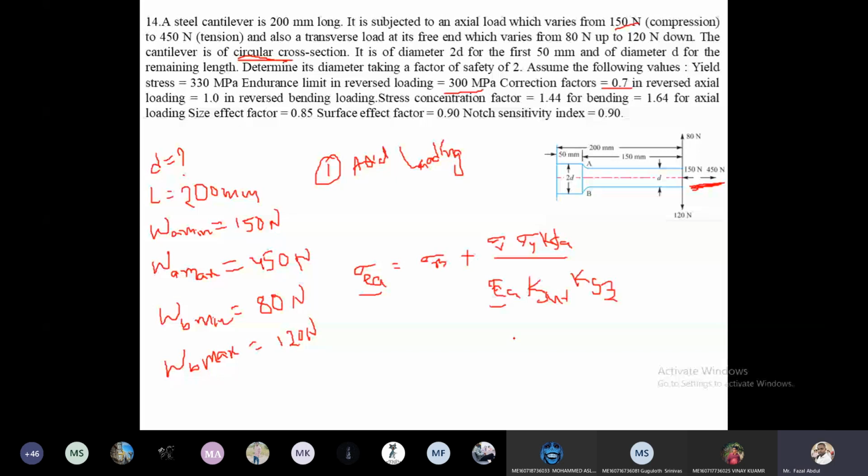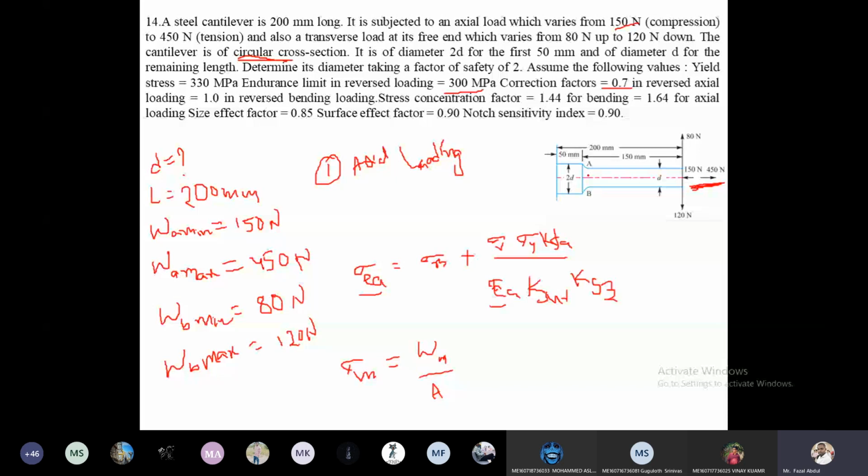Mean stress how much here? Mean stress is mean load by area. So what is the area here? Pi by 4 into d square. Once you calculate any one d value, the small d, you will get the larger d value also. For that reason, the area is pi by 4 into d square.